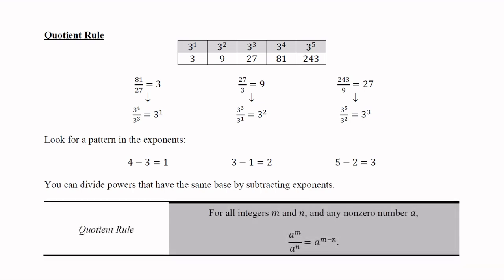And that brings us to the quotient rule. For all integers m and n, and any non-zero number a, a to the m over a to the n equals a to the m minus n. And it almost makes sense, right? We had the product rule that used addition in the exponents. So when we're multiplying, we add the exponents. Here, when we're dividing, we subtract the exponents. Multiplication goes with addition. Division goes with subtraction.